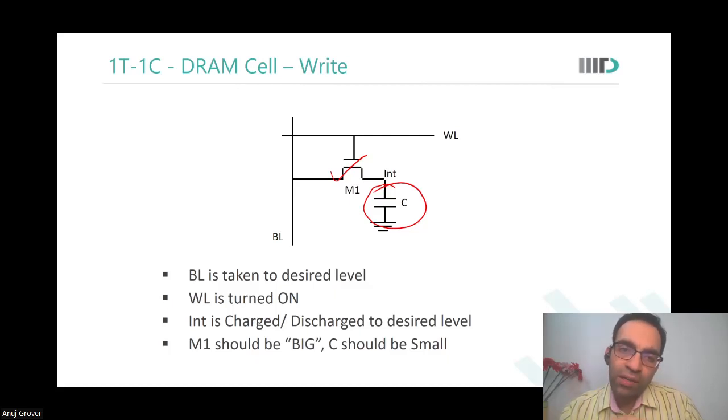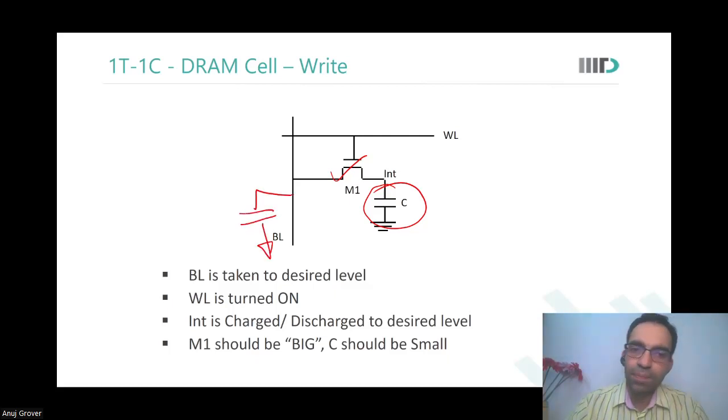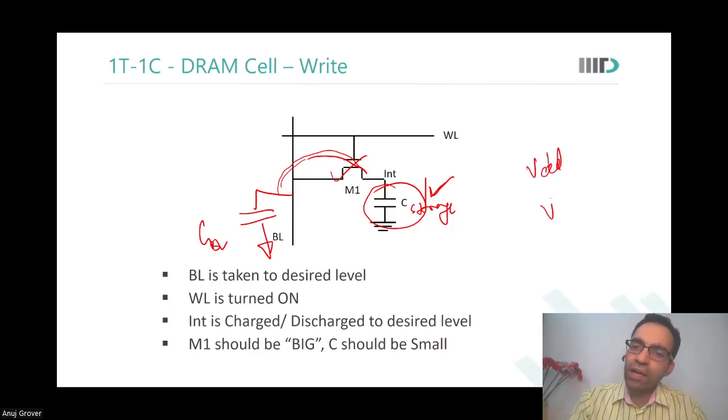And do you realize that when I turn the word line on, there is actually charge sharing happening between BL and INT? Because in reality, BL is also a capacitor. So if this C is very large, then what happens? Let us say this is CBL, and let us say this is C storage. It's very large. What happens? The charge sharing would happen, and instead of almost VDD being stored at INT, I will end up storing VDD minus say delta V. And this delta V would be large.